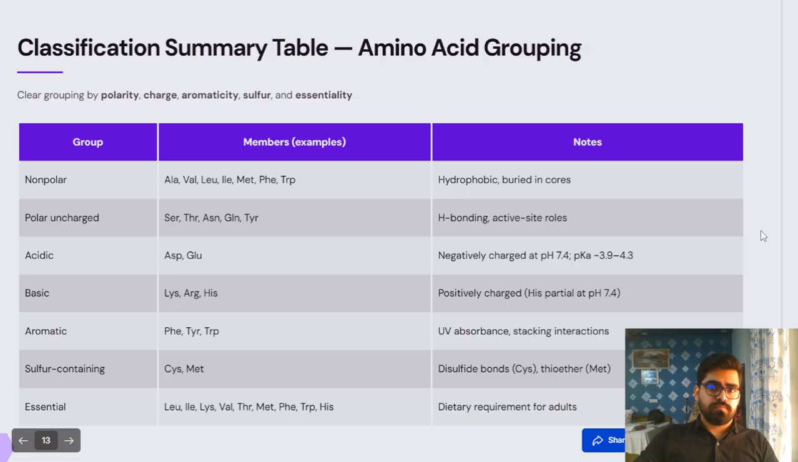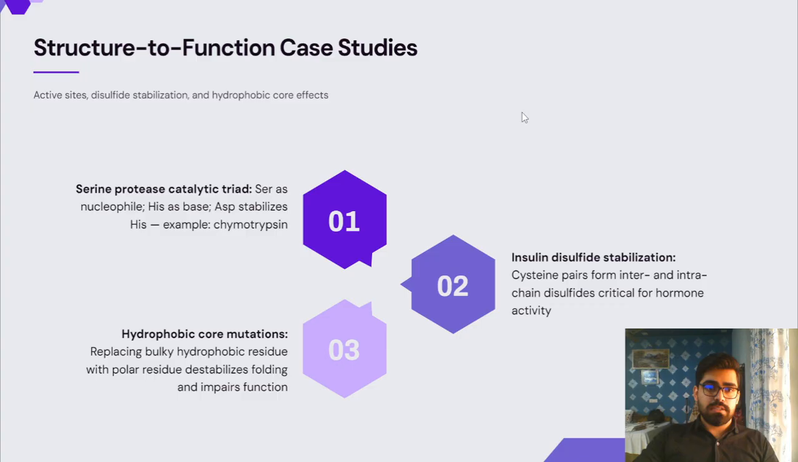So coming to the next slide, we have structure to function. Amino acids do not act in isolation. They are dependent on each other and react with each other to form stable systems. One of the systems is the serine protease catalytic triad. Serine acts as a nucleophile, histidine as a base, and aspartate stabilizes histidine. All three of the amino acids serve a purpose for the others, and all three stabilize each other.